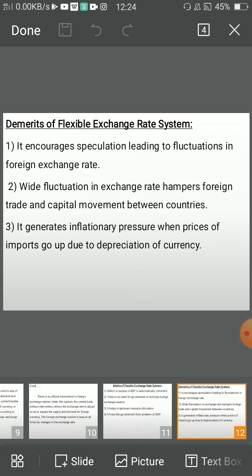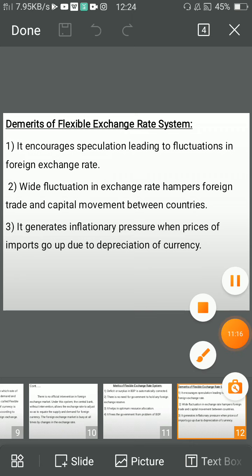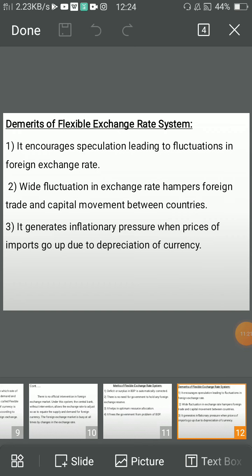Demerits of flexible exchange rate system. It encourages speculation leading to fluctuations in foreign exchange rate. Speculation means when a person thinks about the future, whether the exchange rate will increase or decrease, so it encourages speculation. Under the fixed exchange rate system, it discourages speculation.